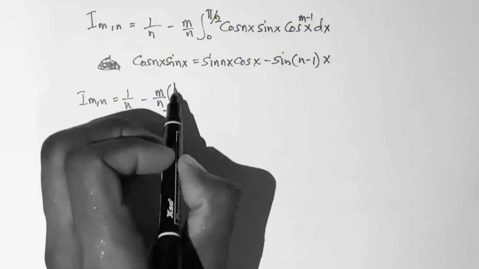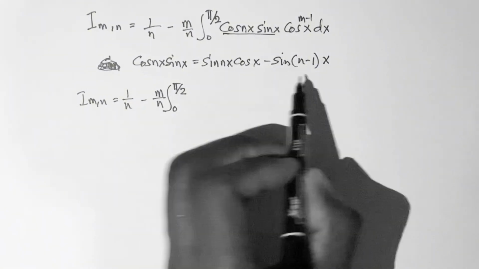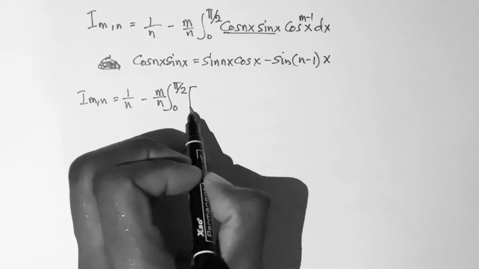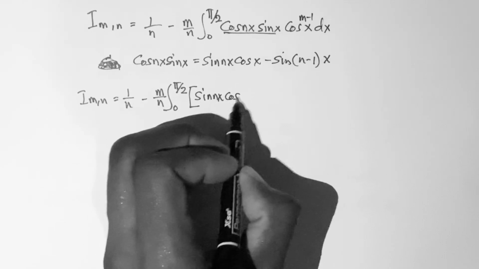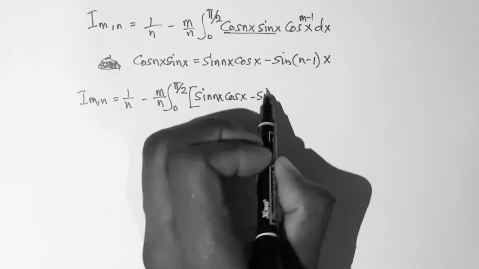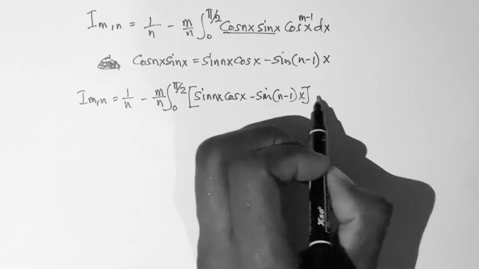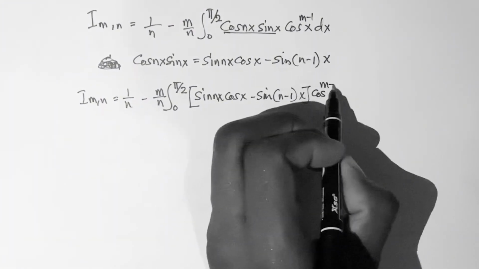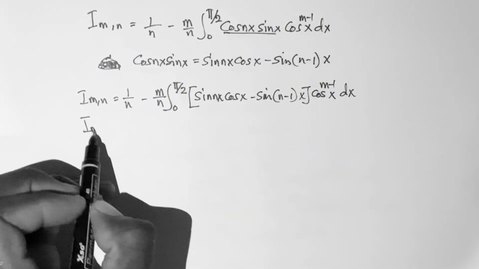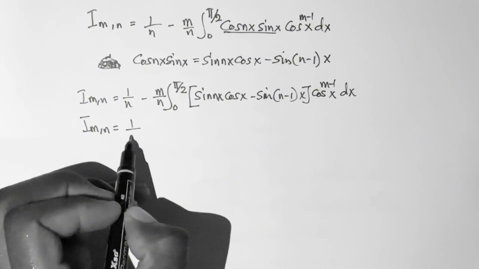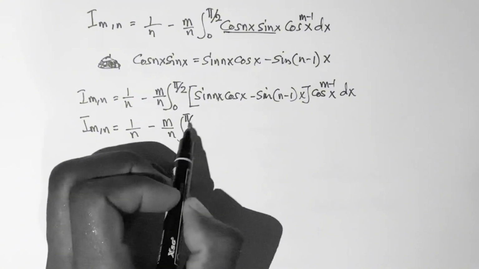integral of 0 to pi on 2. Now, you see that all of this can be replaced with this. So let me put that in brackets. So we have sine nx cos x minus sine into bracket n minus 1x. All of this will multiply cos x exponent n minus 1 dx. So we can break this integral into 2. So I of mn equals 1 over n minus m over n, integral 0 to pi on 2.